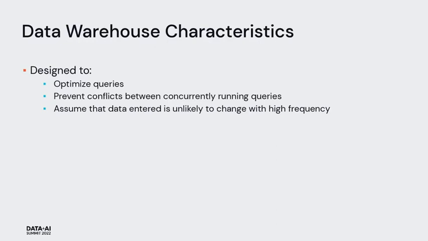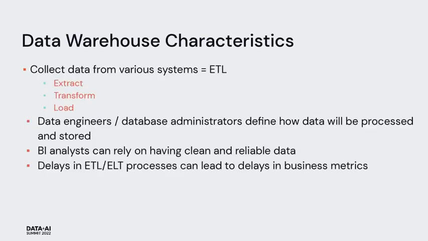As such, when aggregating results over millions of records, the data warehouses can safely assume that those records won't change while they're being accessed. In order to keep operations running smoothly, data warehouses efficiently collect data from these various systems in a process called extract, transform, and load, or ETL, or sometimes ELT for extract, load, and transform.